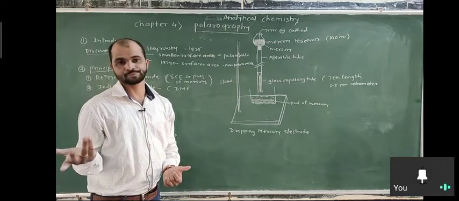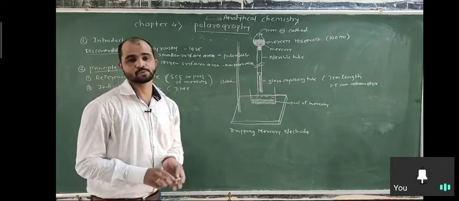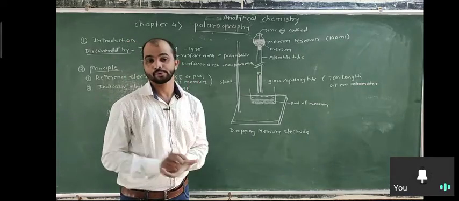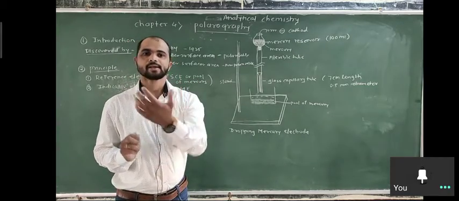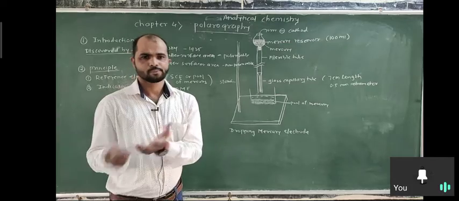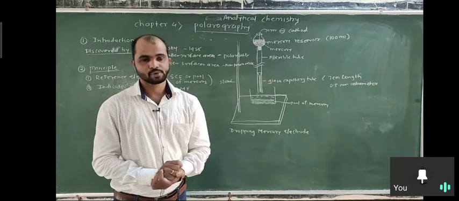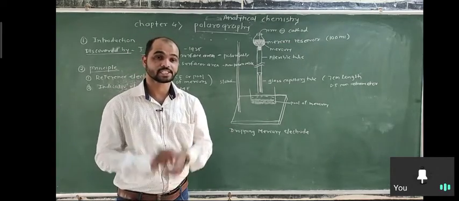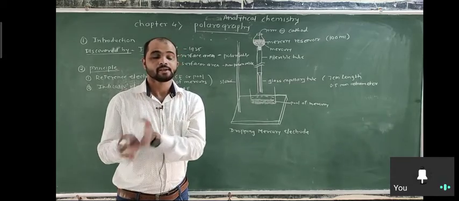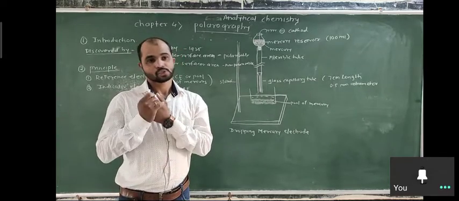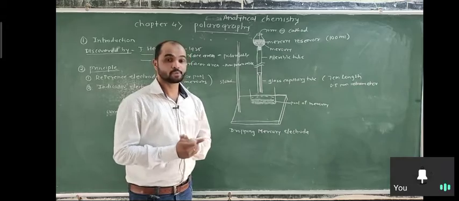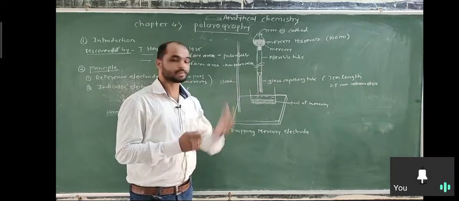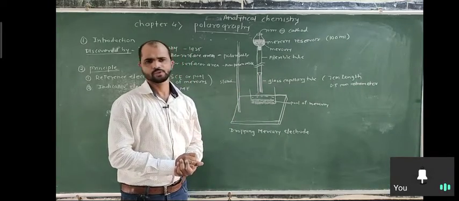Nature means what? You know the concentration. Suppose one substance has 0.1 molar concentration and another has 0.2. So with 0.1 and 0.2, different potentials are developed because both have different concentrations, a different number of ions. If there are different numbers of ions, they have different potentials developed on the dropping mercury electrode. We are going to analyze and measure it.